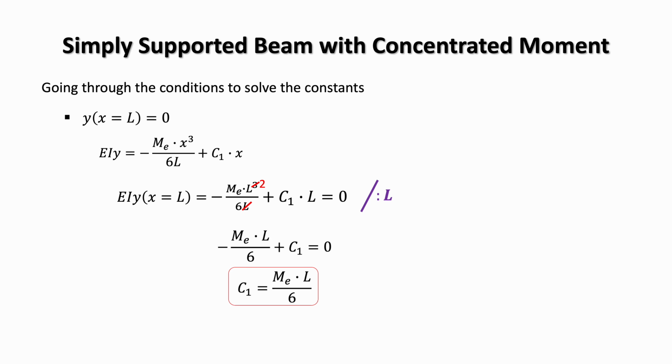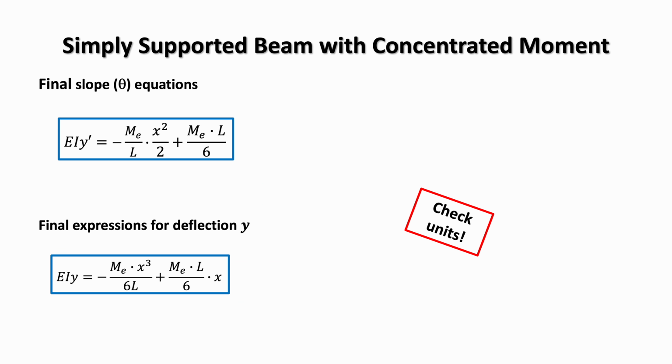At this point, all the constants of integration have been determined. The slope and deflection expressions can now be fully defined. And here are the final results for this example. The expression at the top gives the final slope equation. Dividing through by EI would give us the physical slope theta. At this stage, it's good practice to pause and check units. The slope must be dimensionless, which confirms that the form of the equation is consistent.